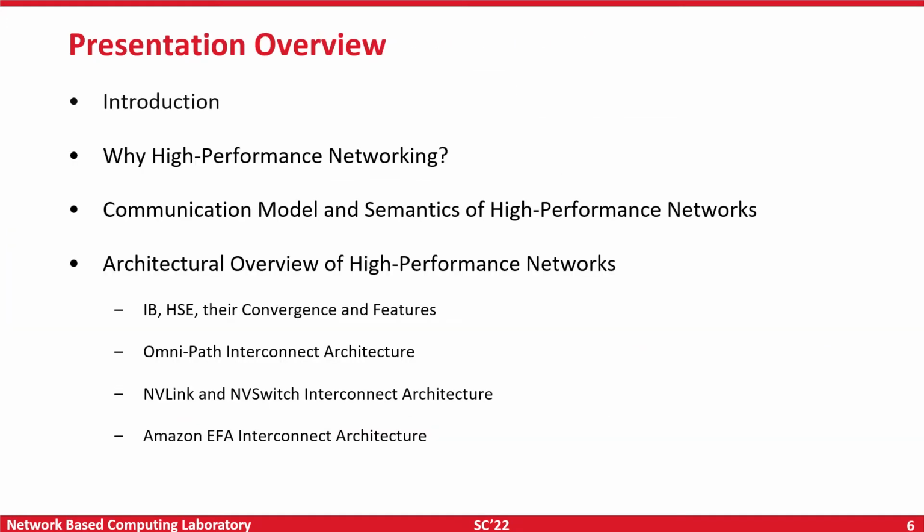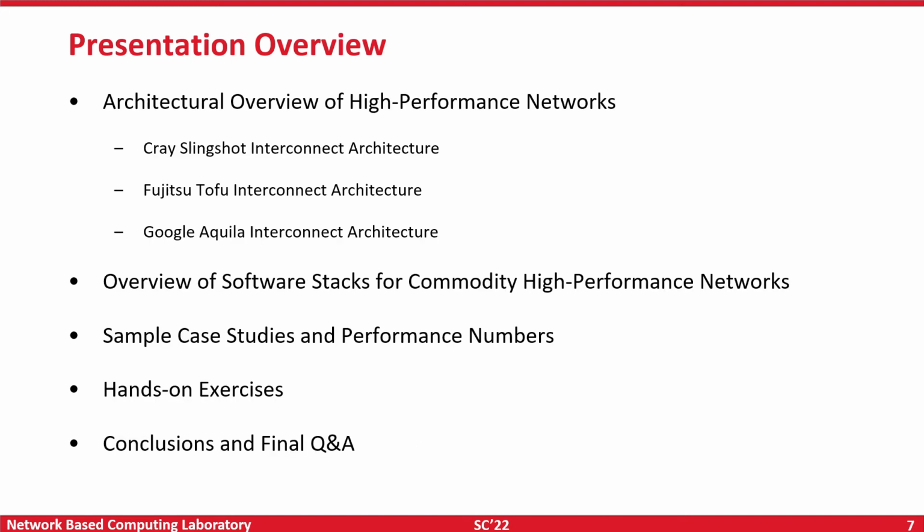So the outline of the tutorial is like this. We'll have a very high level introduction followed by some rationale of high performance networking. We'll define communication models and semantics for high performance networks, and then go into an architecture overview of a range of high performance networks available, starting with InfiniBand, high speed Ethernet, their convergence, Omni-Path interconnect, NVLink, NVSwitch, Amazon EFA, and also Cray Slingshot, Fujitsu Tofu, Google Aquila. So you will get a very broad range of all these networks and their features.